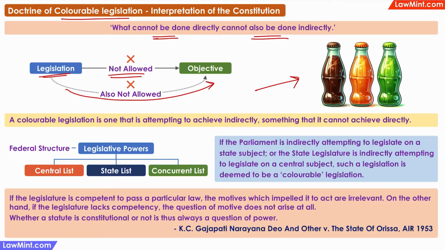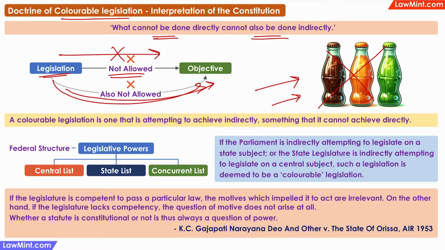So, the parliament can try to achieve this objective indirectly by passing a law that increases the tax on the ingredients used to manufacture the soft drinks. And the tax can be increased to such a high level that the soft drinks can no longer be sold at a reasonable price. Thus, the parliament has indirectly achieved something that it could not achieve directly.